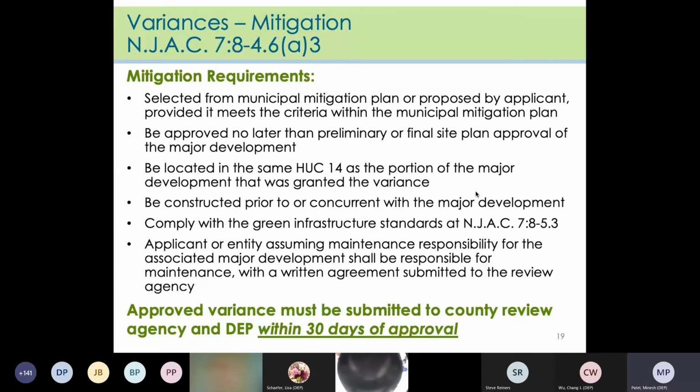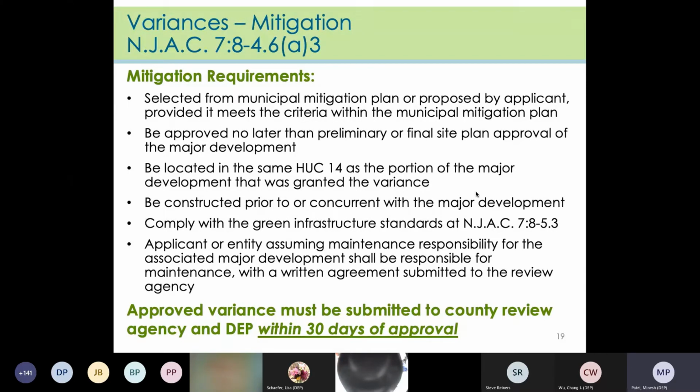There's a lot more to the mitigation requirements that must be met to obtain approval of a variance in the amended version of the rules. Mitigation must be part of the municipal stormwater management plan and follow these new requirements. It must be selected from the municipal list of mitigation projects, or it could be proposed by the applicant if it meets the criteria for the municipal mitigation plan.